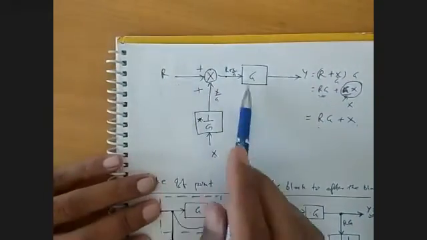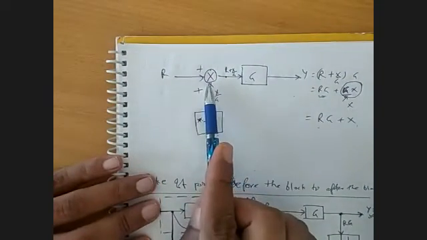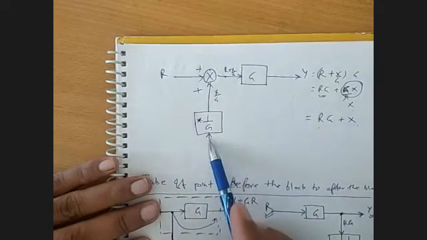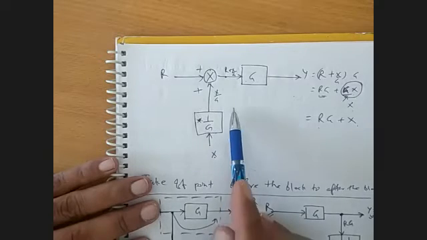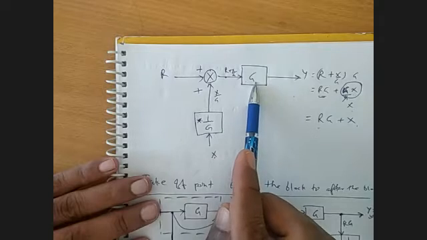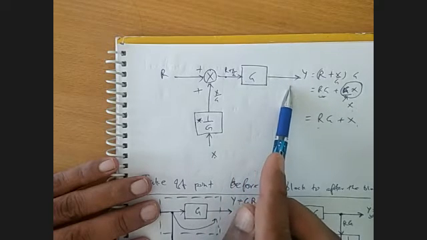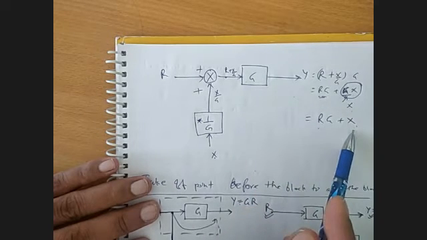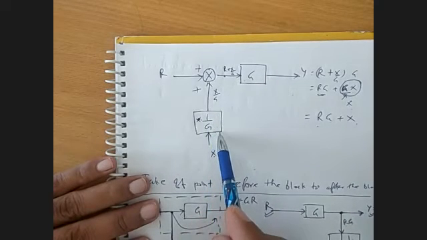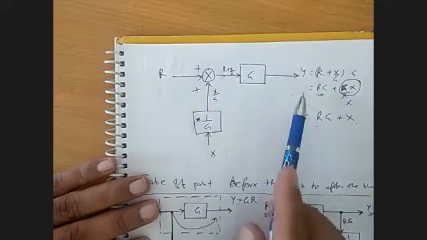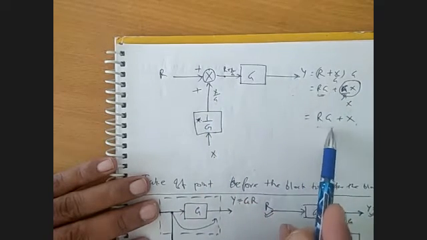So now we want to shift this block from this point to this point. So I have shifted this here. So this signal will become R, and if we are not connecting anything here, it will become X. So we get R plus X here, and when it is multiplied by G, we are getting (R plus X) into G. But we require that the signal must be RG plus X, not RG plus GX. So we have to connect a block of gain 1 by G. So it will become X by G. And when it is multiplied by G, it will become RG plus X.